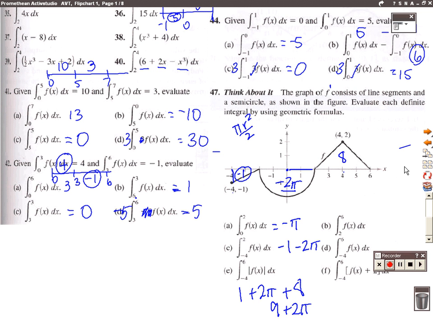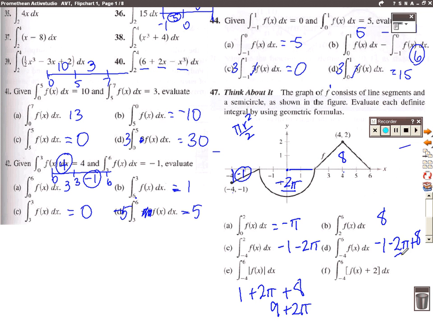Move that out of the way. 2 to 6, 2 to 6 of f of x is 8. We've already figured that out. From negative 4 all the way to 6, this time all the negative areas would stay negative, so we have negative 1 minus 2 pi plus 8, so that would give me 7 minus 2 pi when I combine my like terms.